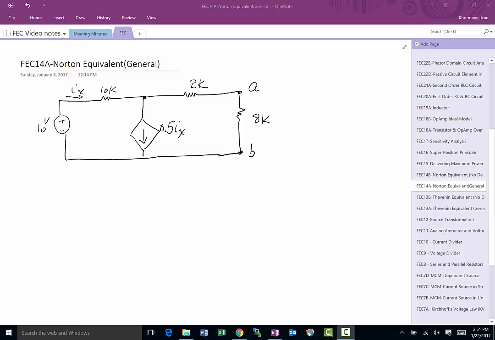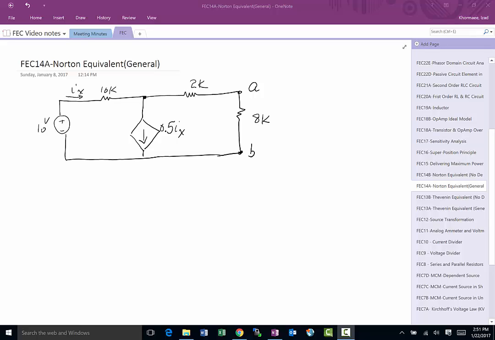In this video, we're going to focus on finding a Norton equivalent for a general circuit. No limitation on the circuit other than it's got to be a resistive circuit, because that's what we're talking about here, and a linear system. But you can have any component, dependent, independent source, resistors in there that you would like. Here's a simple one that's got a little bit of everything in it.